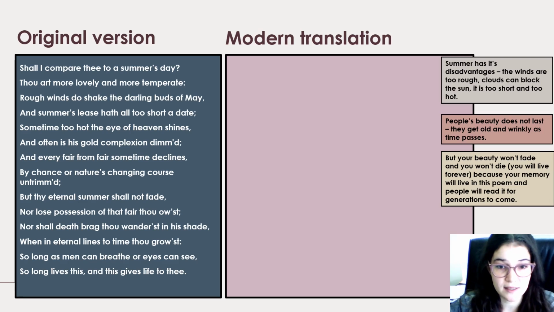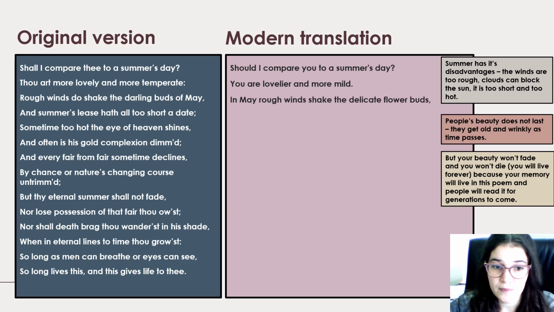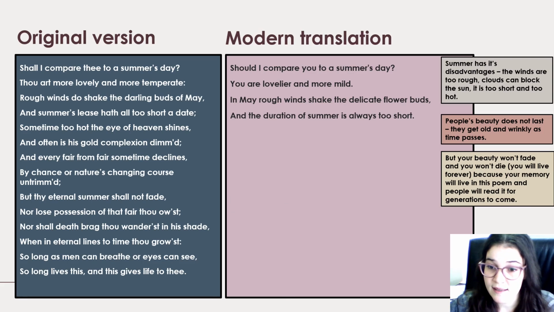So let's look. Line 1. Shall I compare thee to a summer's day? He is asking himself, should I compare you to a summer's day? The second line, thou art more lovely and more temperate. Shakespeare says, you are lovelier and milder than a summer's day. Then line number 3, rough winds do shake the darling buds of May. So in May, rough winds shake the delicate flower buds. The next line, and summer's lease hath all too short a date. In the modern version it is, and the duration of summer is always too short.